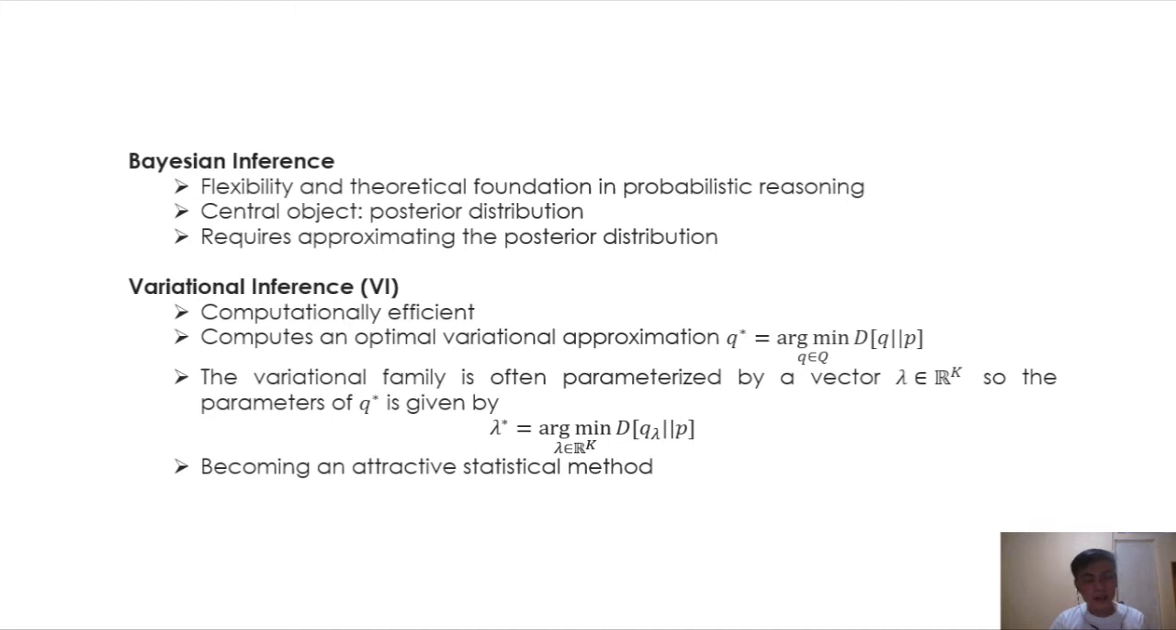Now, variational inference is becoming an attractive statistical method since the variational approximation can often be computed more efficiently than either the maximum likelihood estimate or more precise posterior estimates. And recently, there have been two developments that have greatly increased the scope of applicability of variational inference methods. They are the stochastic variational inference and the black box variational inference.